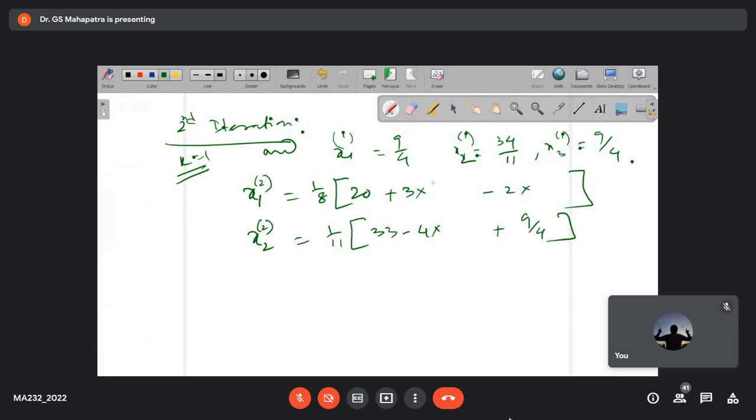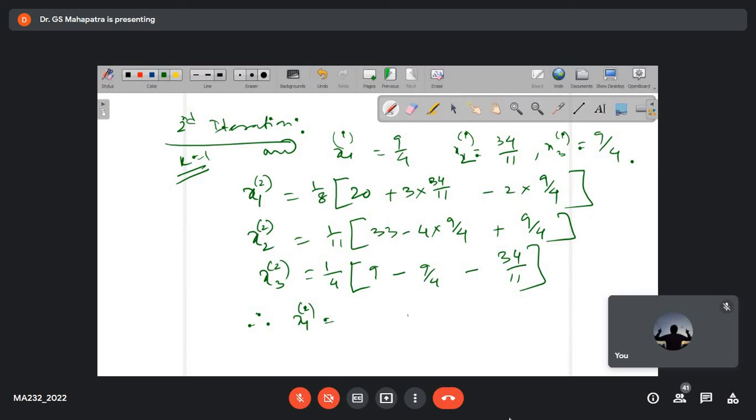What is 3 into x2? So x2 is 34 by 11, correct now? x2 only, yes. And minus 2 into x3, x3 is 9 by 4. Here it is x2 minus 4 x1, correct? x1 is 9 by 4. x3 2, 1 by 4, correct? 9 minus x1 means 9 by 4 minus x2 minus 34 by 11. Therefore, x1 2, what is the answer?